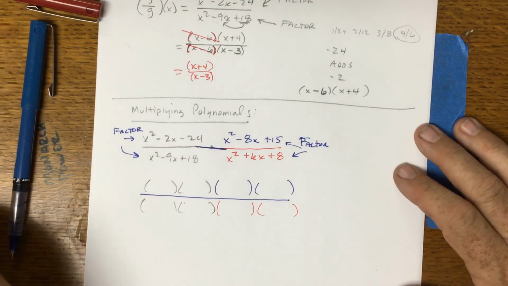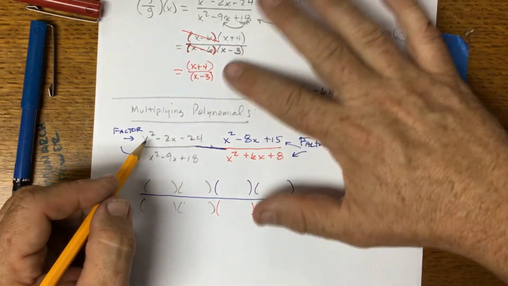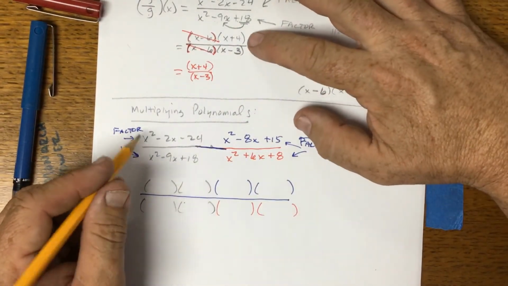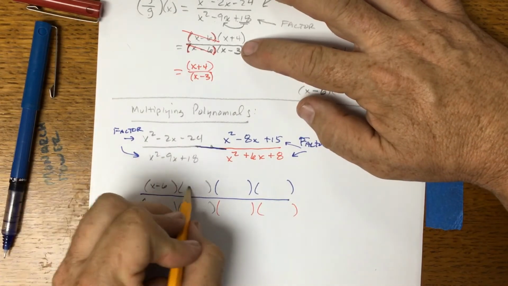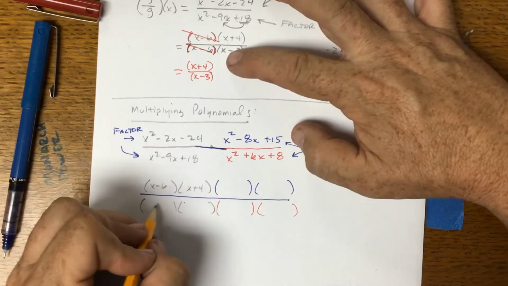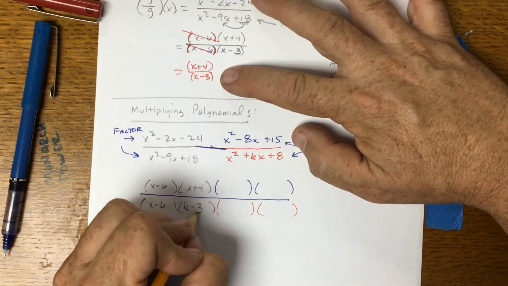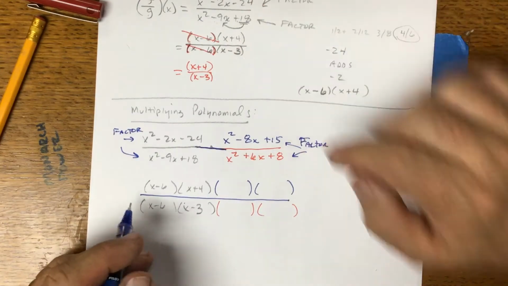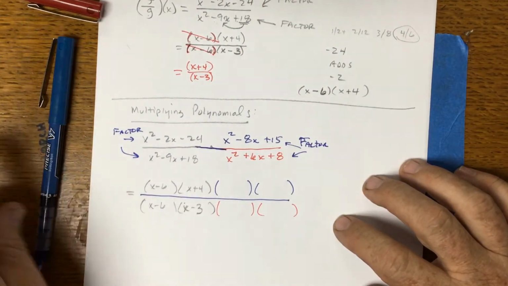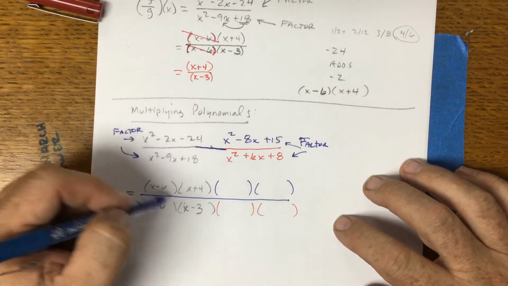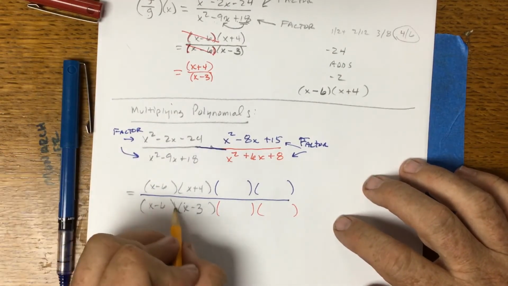Well, we already know from our previous problem, so I'm just going to steal from up above here. You may not be able to see it because of the camera, but I'm going to go x minus 6 and x plus 4, and then x minus 6 and x minus 3. So those are my factors at the beginning. Make my equal sign in there. So right now, these two are equivalent.